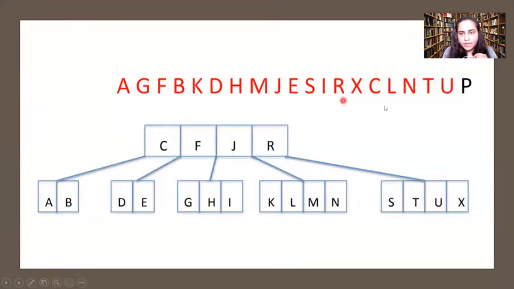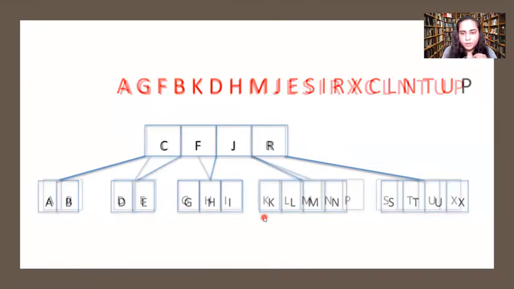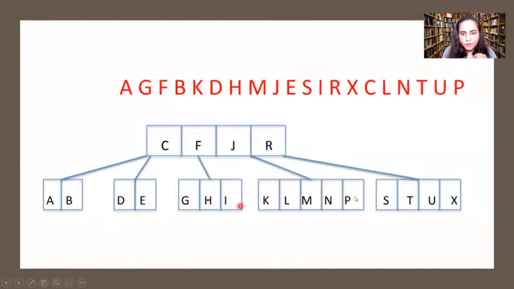So let's see, L comes right here because there is space. N also comes here, there is space. T can fit here without any problem. U can also fit here without any problem. And the last thing left is P. And obviously P should come in this node, but that creates trouble for us because this node is full.